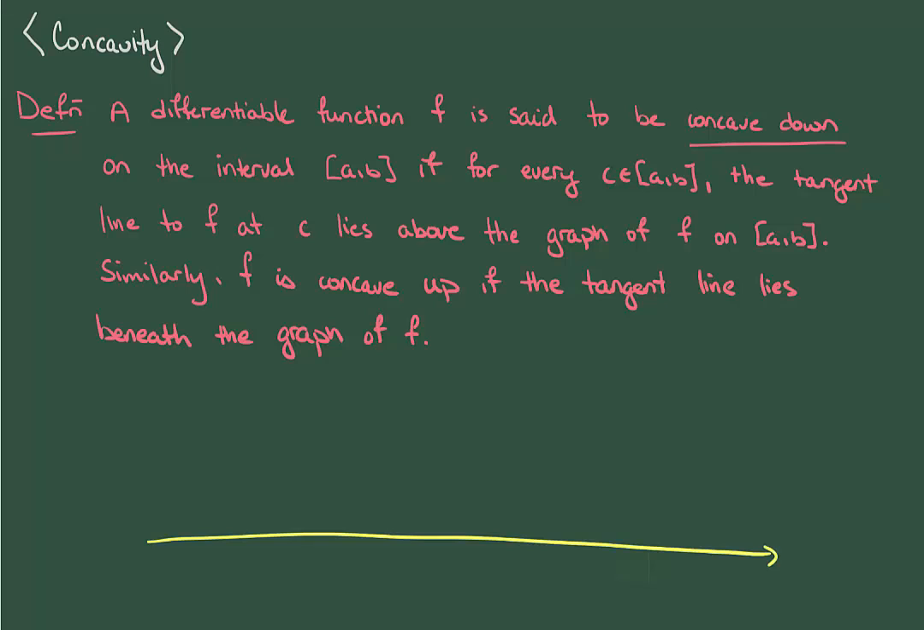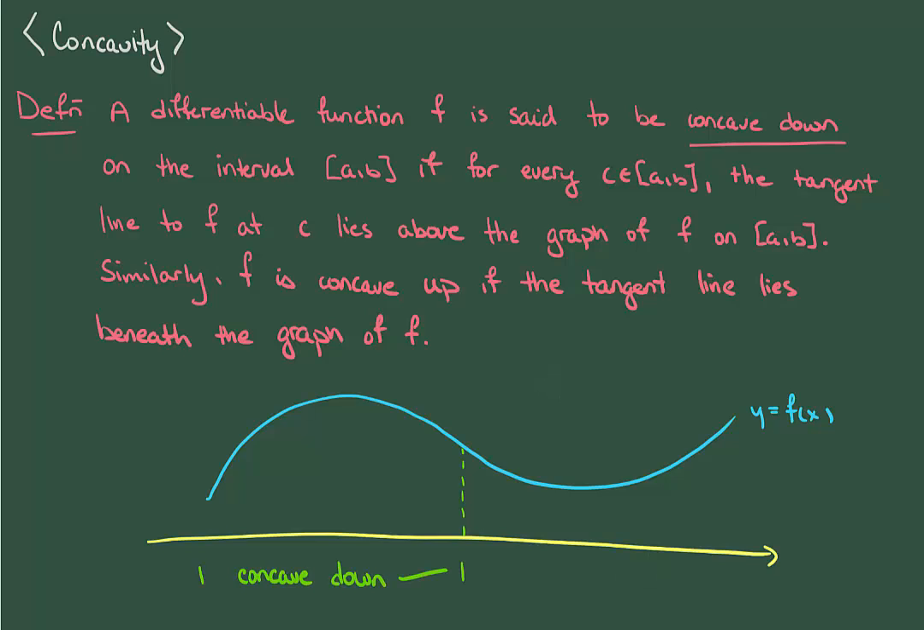Let's draw a generic function to see what this means. Now, concavity says something about the curvature of a function, in a sense whether it's opening upwards or opening downwards. This function here seems to be opening downwards on the left and upwards on the right, with a switch somewhere in between. This should be our intuition for concavity.